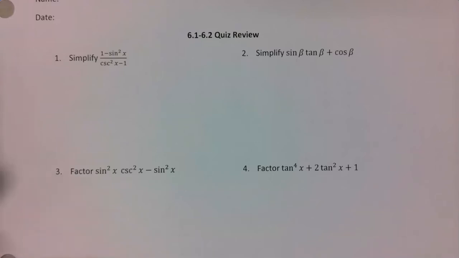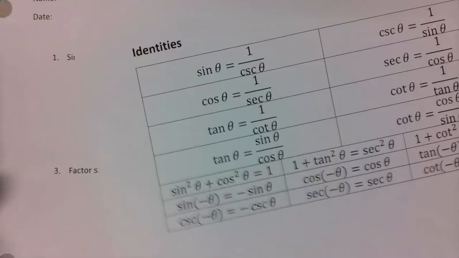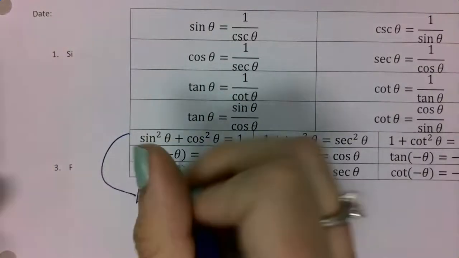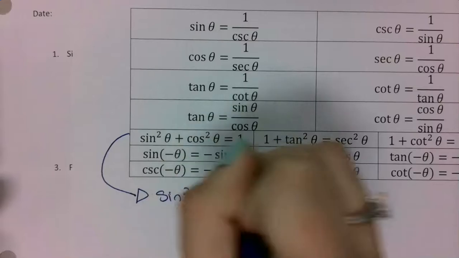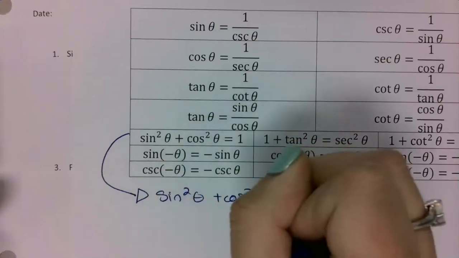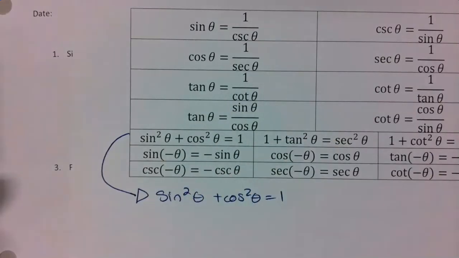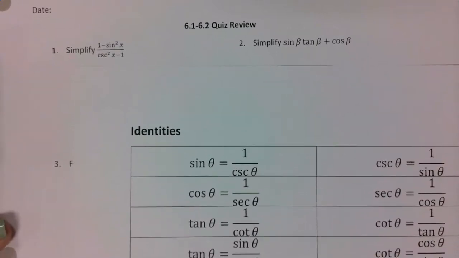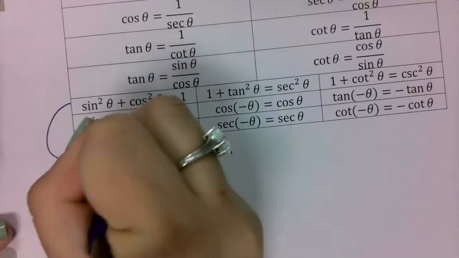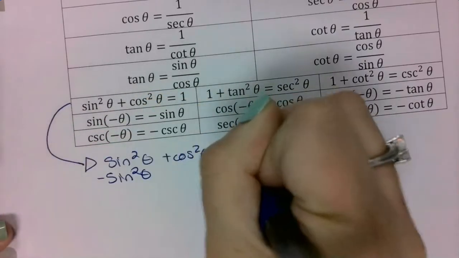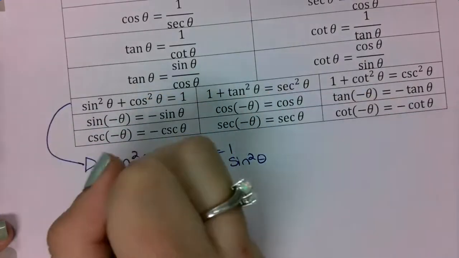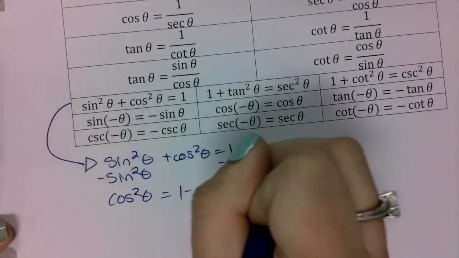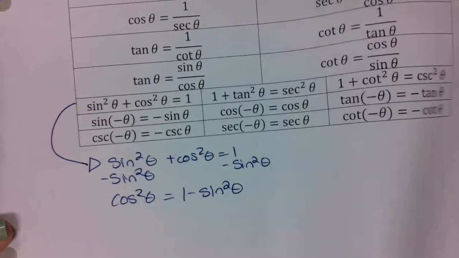On this one, I have 1 minus sine squared on my numerator. So over here, I have this Pythagorean identity. I can rewrite this, so I'm just going to copy this down. I can rewrite this in terms of 1 minus sine squared. I can move this over, so it's going to give me cosine squared equals 1 minus sine squared. So that means I can replace my numerator with cosine squared.